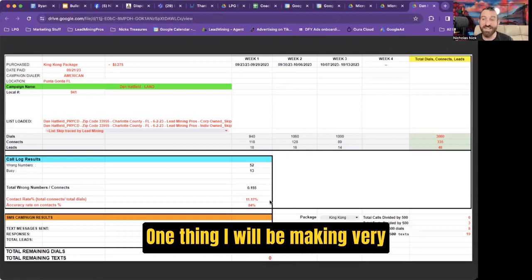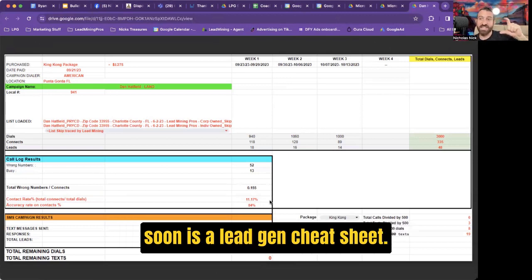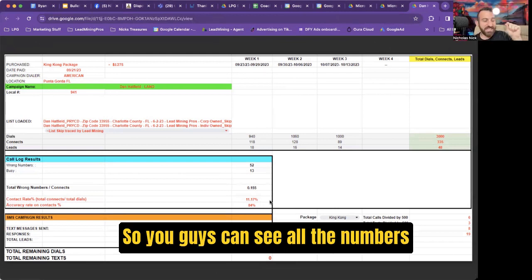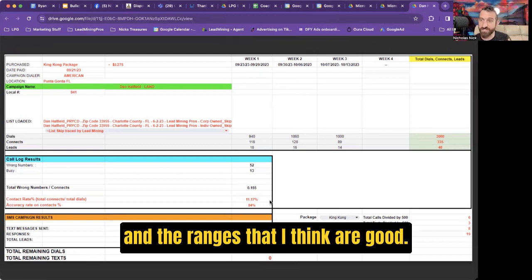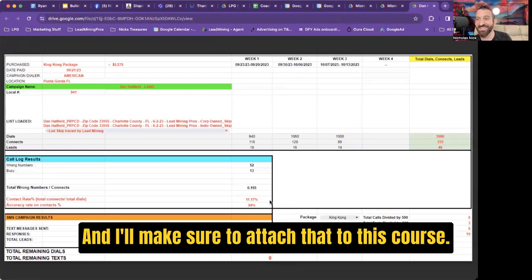One thing I will be making very soon is a lead gen cheat sheet, so you guys can see all the numbers and the ranges that I think are good. And I'll make sure to attach that to this course.